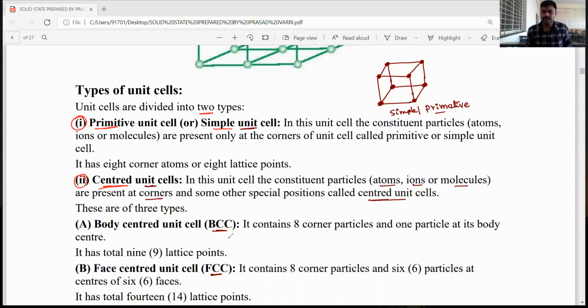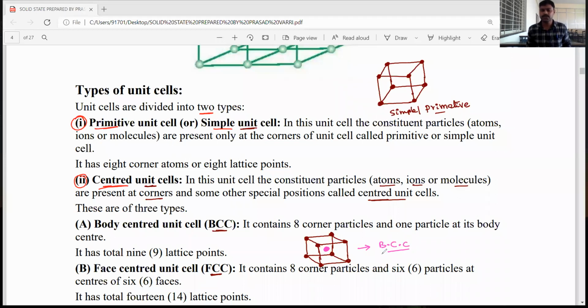Okay, dear students, the first one, let's see, body centered unit cell. Body centered unit cell means the atoms, molecules or ions are present at the corners as well as the body center of the unit cell. The particles present at the corners are common for all centered unit cells. Other than the corners, the atoms may be present at the body center, meaning in the middle or center of the unit cell. That is called body center. This type of arrangement is known as BCC, body centered unit cell.